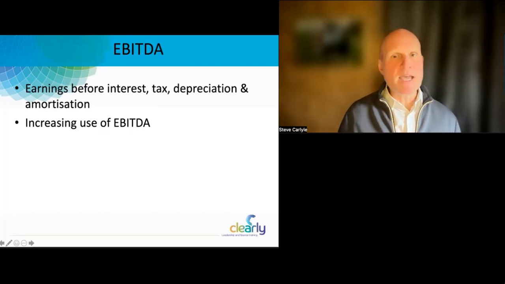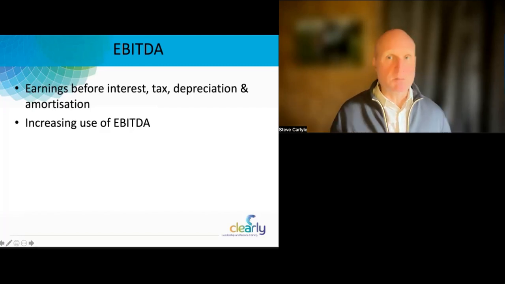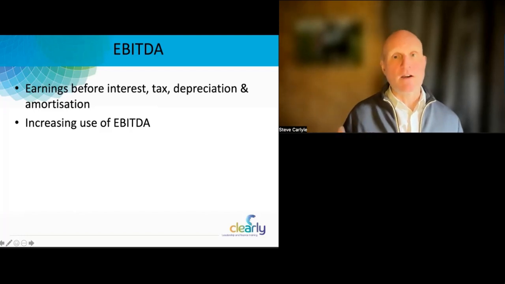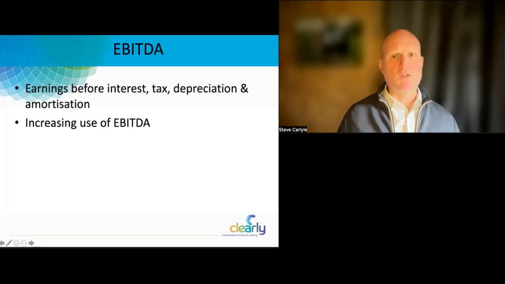And this measure was introduced a number of years ago, and it's become increasingly important. So most organizations, particularly large ones, look at their EBITDA as a means of performance. So we have to ask ourselves, why is this measure there? What does it mean? Why has it arisen?